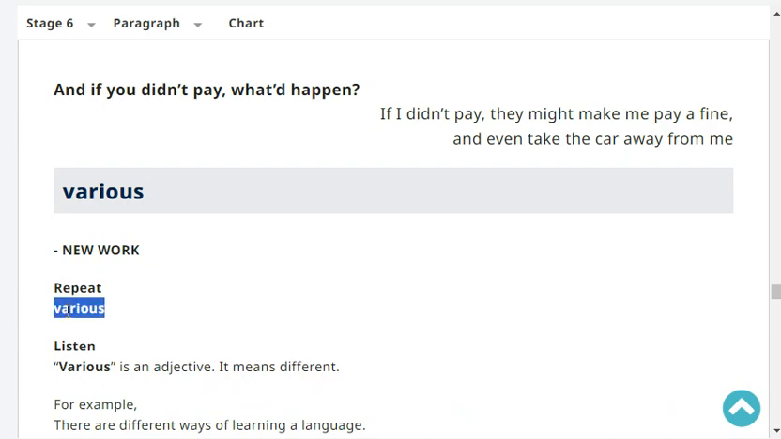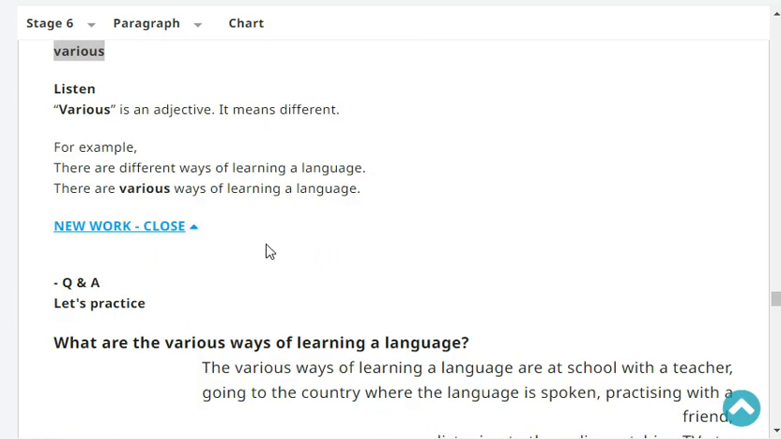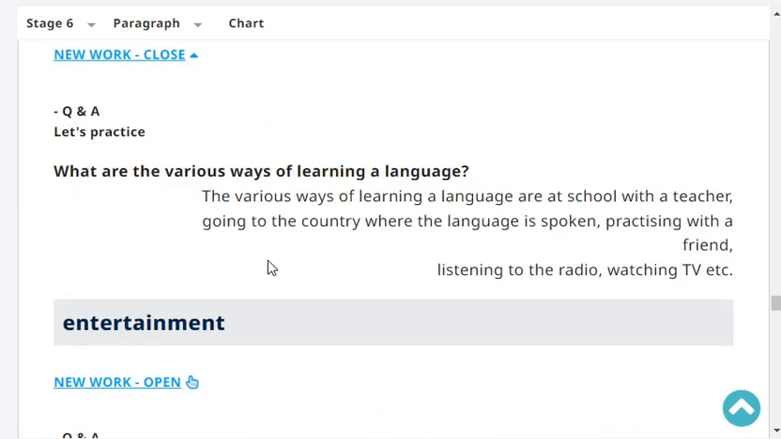Okay, repeat. Various. Very good. Okay, listen. The word various is an adjective. It means different. For example, there are different ways of learning a language. Or we can say there are various ways of learning a language. Let's practice. What are the various ways of learning a language?